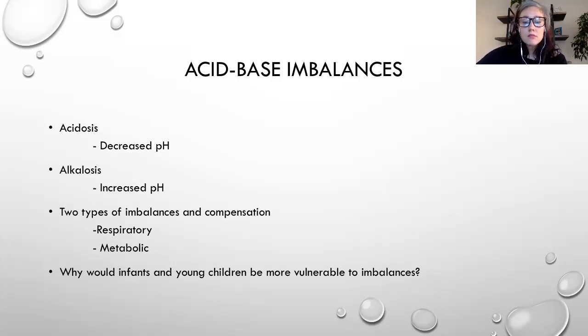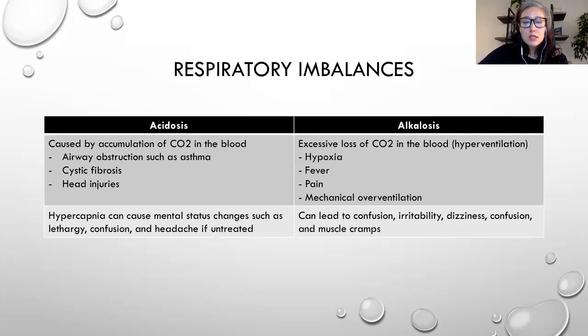And why do we think infants and young children would be more vulnerable to imbalances? I'm going to leave that to you guys to think about before we get back to this in the live lecture, okay? So here is a nice table that gives you some examples of what could cause these things. Acidosis is caused by that extra CO2 in the blood. So you could have airway obstruction such as asthma. You could have cystic fibrosis, which is something common that you'd see in pediatrics. You can also get that with head injuries. Pretty decent head injuries, but still.